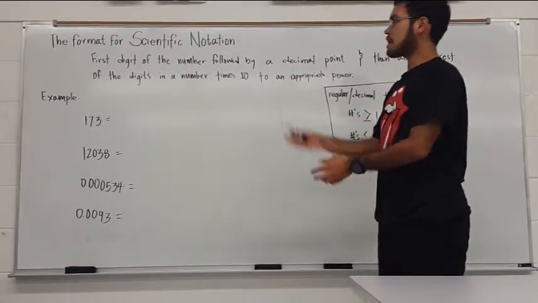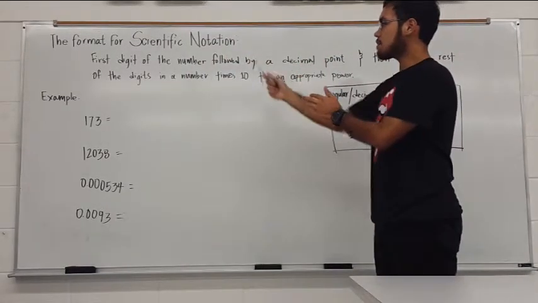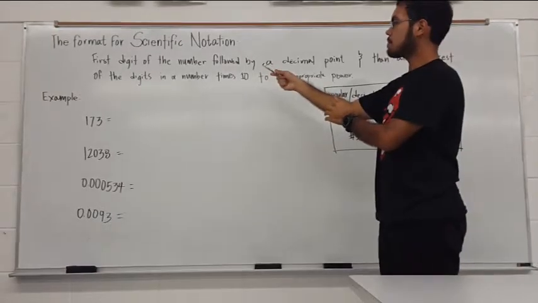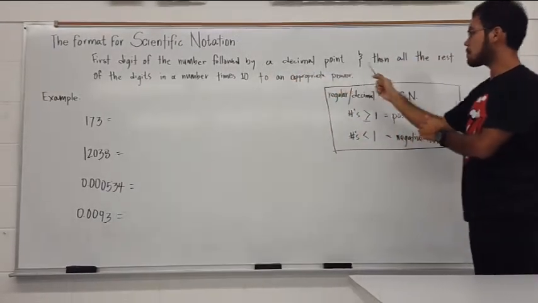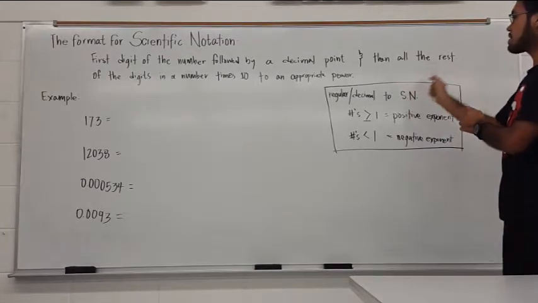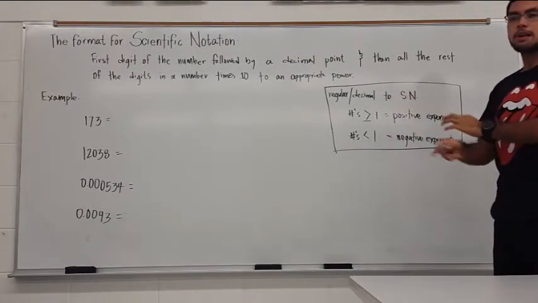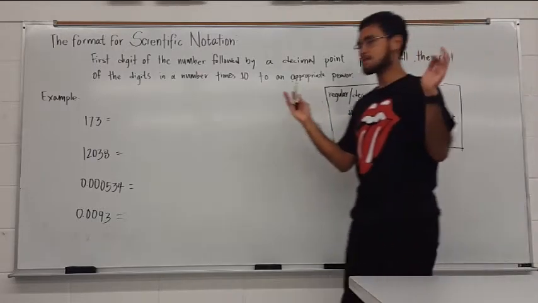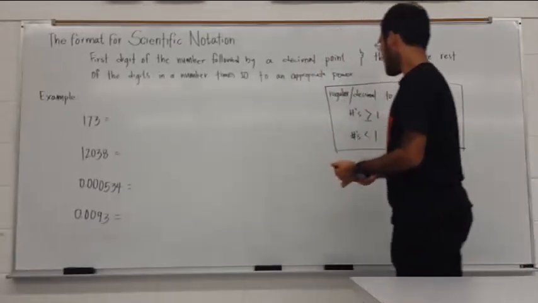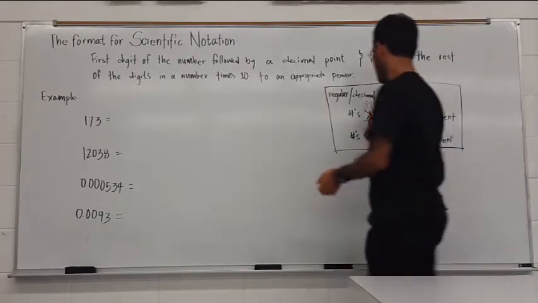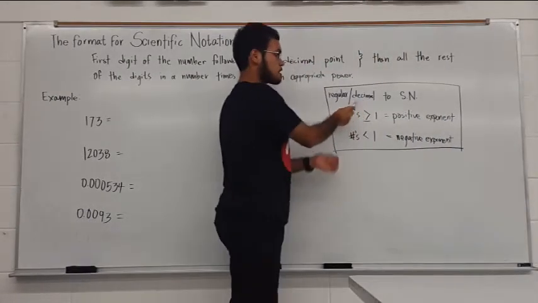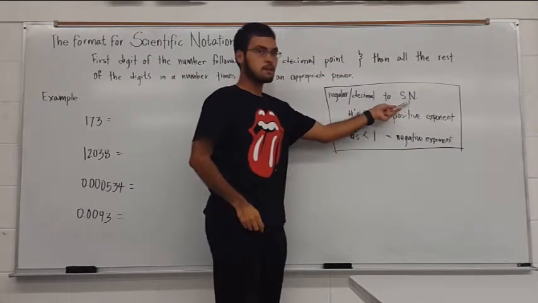The format for scientific notation is the first digit of the number, followed by a decimal point and then all the rest of the digits in the number, times 10 to an appropriate power. I know that might sound confusing, but just let me explain. Also here, this is how to change regular or decimal notation to scientific notation.